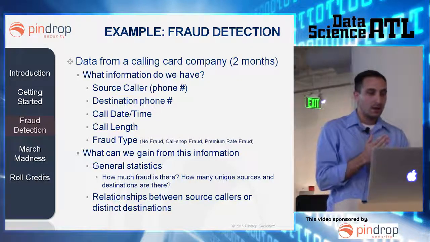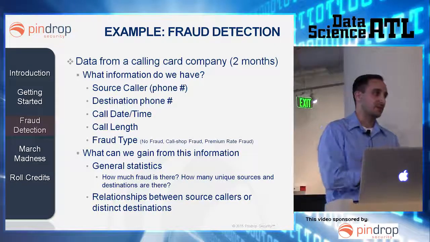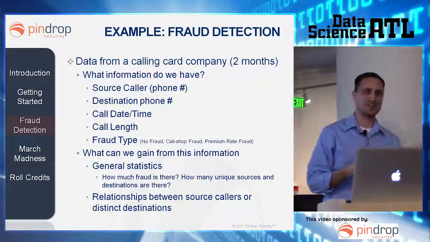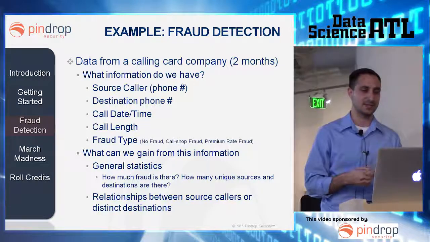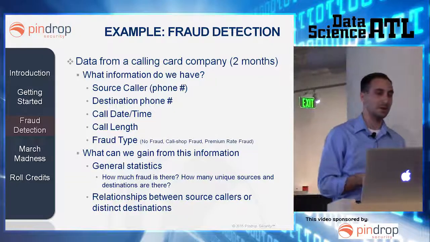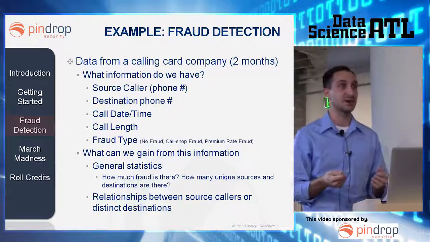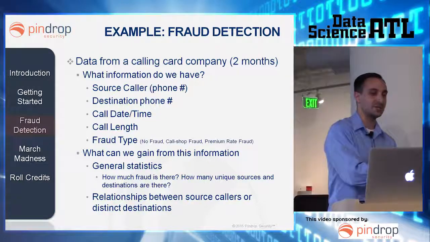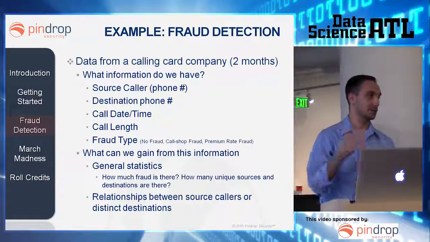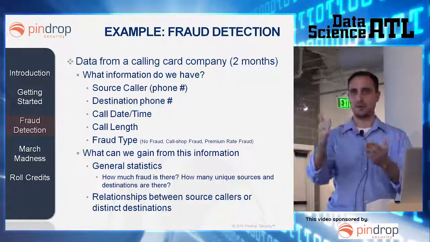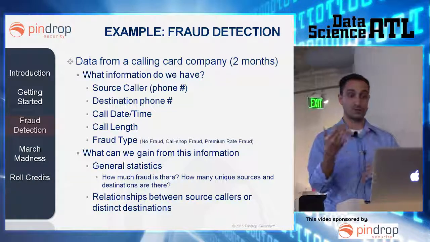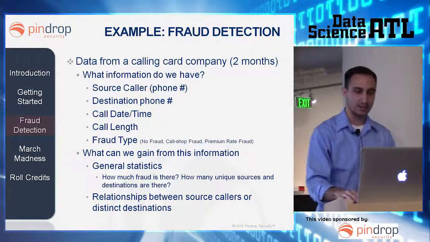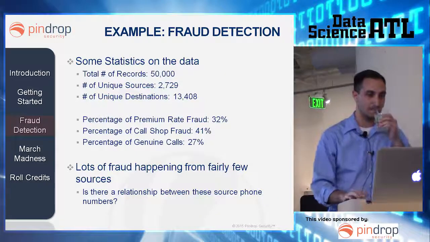So then we have to ask ourselves the question of, what information is contained in this? The first approach is just to take a look at general statistics, like how much fraud is there? How many unique sources and destinations are there? And then we might want to say, okay, are there relationships between the source callers and the destination callers? Are people calling the same number frequently? Are there more sources than destinations, or vice versa? So let's take a look at some overall statistics from this data.